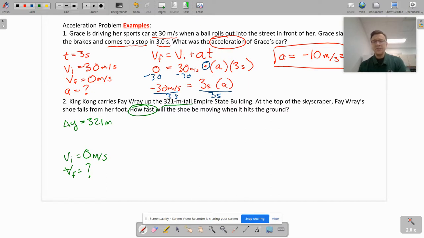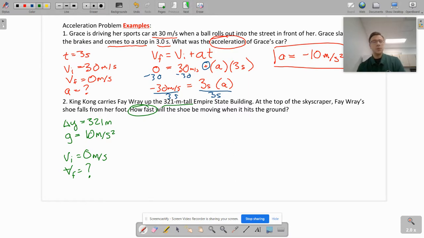Now, it doesn't give us a time. We can't imply anything about that. However, because this is a free fall problem, we know the natural acceleration of that shoe. That is the acceleration due to gravity, which is 10 meters per second squared. So at this point, now we can go ahead and choose an equation.